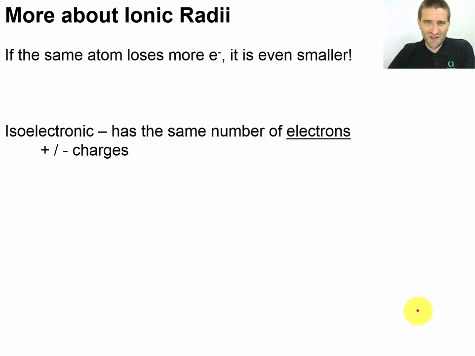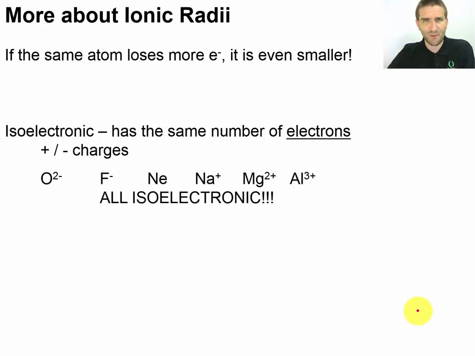Now, that's a little hard to follow. Let's see an example that should help with that. This is going to be O2-, fluoride, F-, neon, Na+, Mg2+, and Al3+. All of these are going to end up having the same outer shell electrons. Let me show you why.